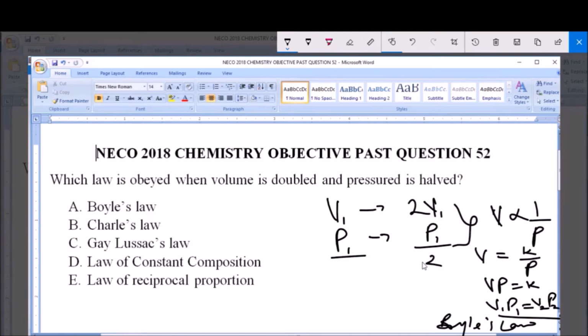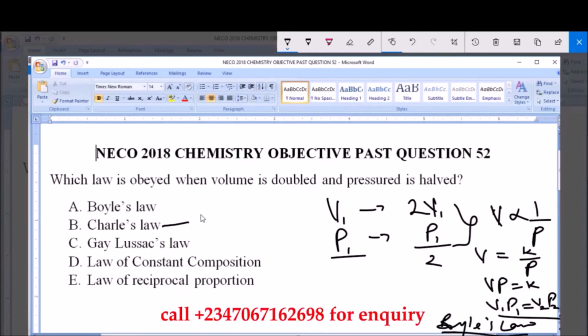And if you look at this, you'll notice that because of this inverse proportion, the volume was increased by doubling it, so there is a decrease in the pressure by half. So this statement is Boyle's law. Charles' law simply states that volume is directly proportional to temperature, provided that pressure remains constant.